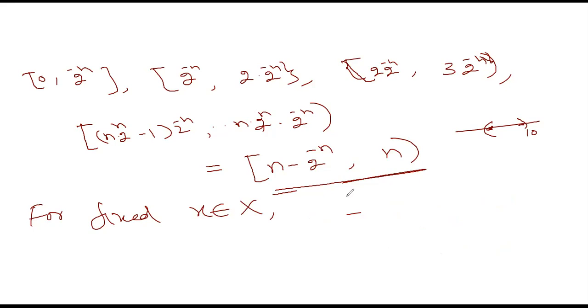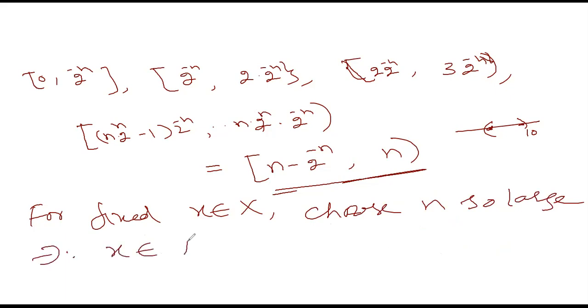For any fixed x in X, we choose n so large that x belongs to A_{n,i} for some i equal to 1, 2, and so on up to n·2^n. Okay, so if x belongs to A_{n,i}, it means that we have this f(x) minus phi_n(x).